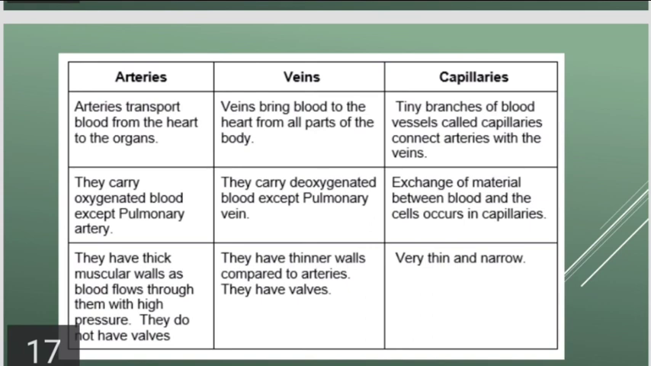Arteries have thick muscular walls. Veins have thinner walls, and capillaries are very thin and narrow.